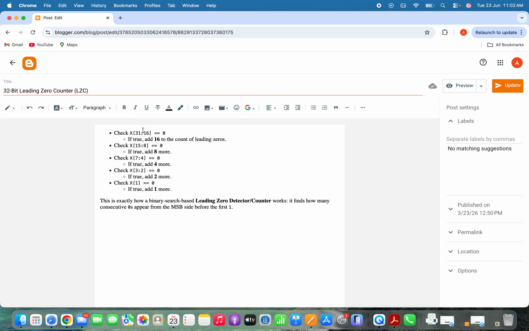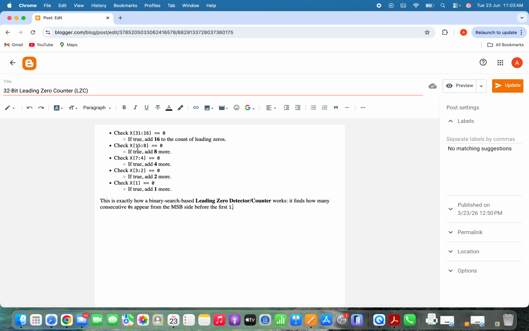Next, we apply the same idea to the selected 16-bit block. We divide it into 8-bit blocks and check whether the upper bits are all zeros. If they are all zeros, we add 8 more to the count and continue searching in the lower 8 bits. Otherwise, we continue searching in the upper 8 bits.